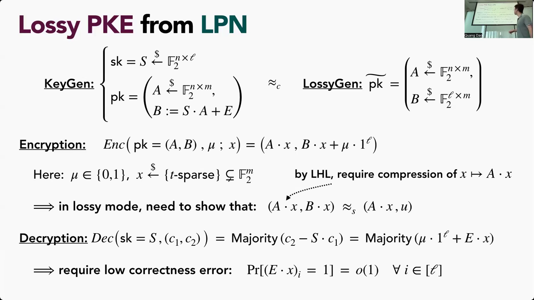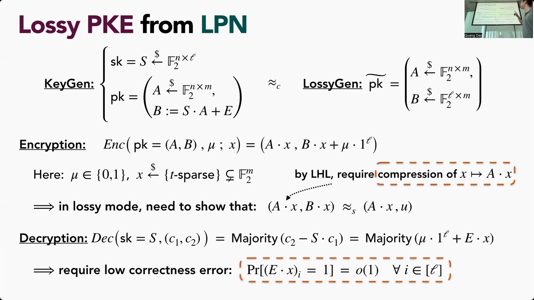Essentially, in this lossy mode, if you want to have some kind of compression, then you would need some kind of statistical indistinguishability. Then you must need that A times X somehow loses information about X. And then by this leftover hash lemma, you can show the statistical indistinguishability. So here are the 2 properties that we need that I claim are somehow contradictory when you just rely on LPN.